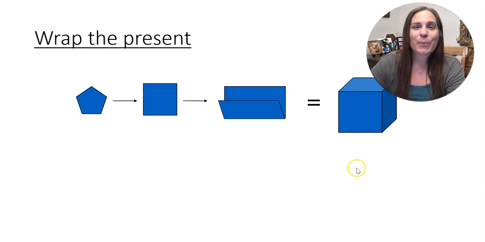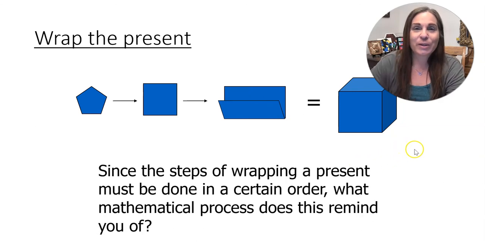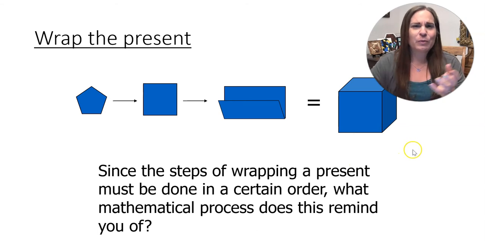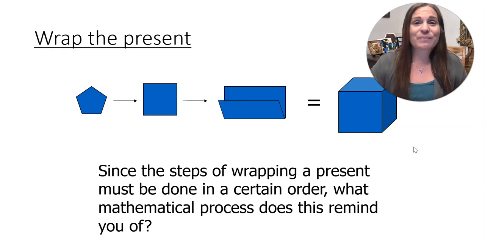So we do this in a very certain order. We can't give the gift before we put the toy in the box. We can't wrap it before we put it in the box, right? So there's a very certain order that this has to be done, just like order of operations.